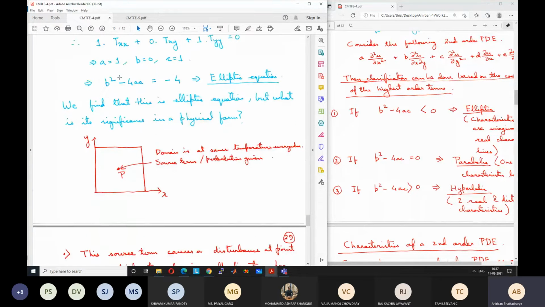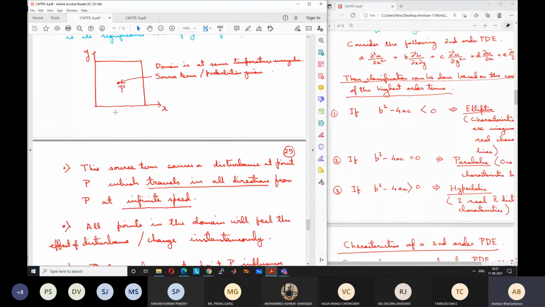Without this disturbance, the steady state solution was 300 Kelvin everywhere. Now with this disturbance, the steady state solution has to change everywhere immediately, right? Steady state solution is not changing with time. It's a final solution. So immediately all the other values should change. If this is 400 and the boundary is still at 300, maybe this point will become 380, this will be 360, 340. So the solution will immediately change because of this disturbance. It means that information has passed at infinite speed to all the points in the domain.